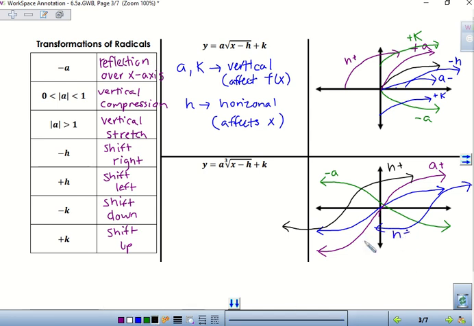And then K, if K is negative, it's going to go down. And if K is positive, it's going to go up. So that's just a little bit of an idea of what's happening as we deal with this. I know it's hard to read, but it helps to write it out so you guys have seen everything.